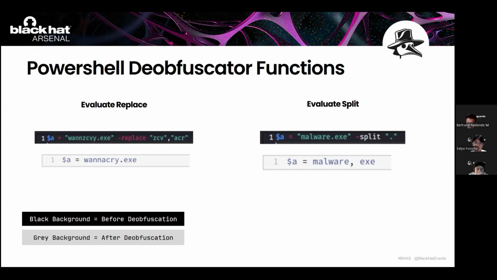The next one is to evaluate the split, where this function is used to divide one string value into multiple strings. Like this example, we have one string value named malware.exe that we want to split with the full stop symbol. The application will process the split function and divide this one string value into 2 different strings, malware and exe, because it splits based on the full stop symbol found inside the one string value. Next.